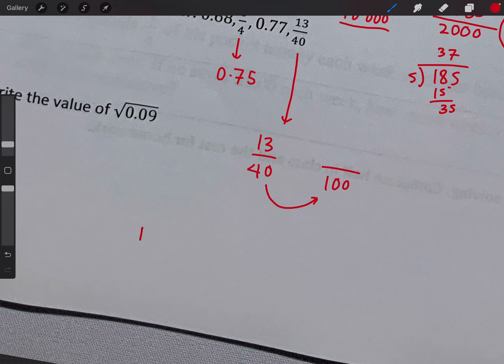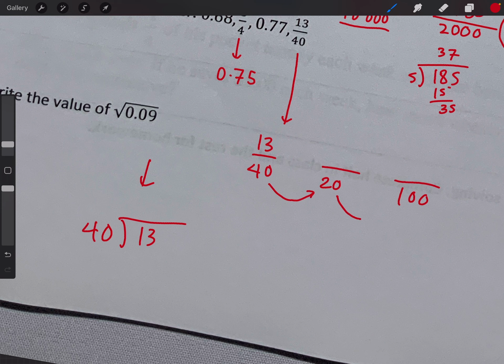You can do division. You can do 13 divided by 40. Or if you don't know how to do that, then do this one here. I want to turn 40 into 100. Okay, I can't do that real quick. So how about I turn 40 into 20, and then from 20 I can go to 100. I can do that. I can do 2 jumps.